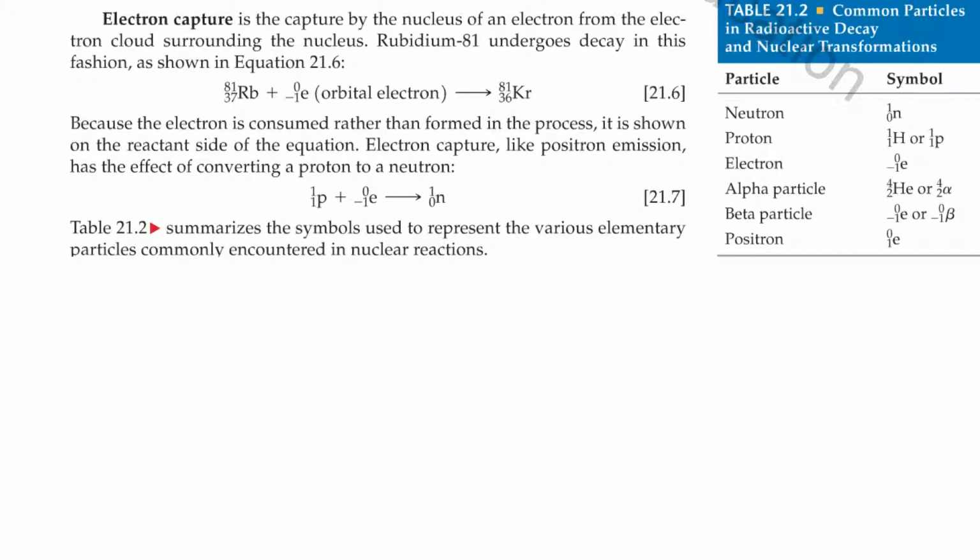Table 21.2 summarizes the symbols used to represent the various elementary particles commonly encountered in nuclear reactions. Neutron is n with superscript 1. Proton is H with superscript 1 or p with superscript 1. Electron is e with superscript 0. Alpha particle is He with superscript 4 or alpha with superscript 4. Beta is e with superscript 0 or beta with superscript 0. And a positron is e with superscript 0.